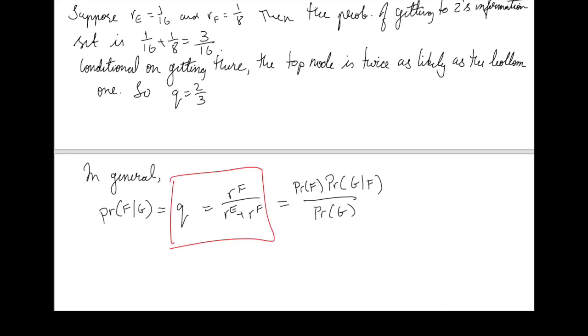Now there's one little complication here. What if RE equals RF equals 0? So neither type is going to give you a gift. What should Q be? We can't divide by 0. Well, what we do here is we say Bayes' rule is not helping us out.